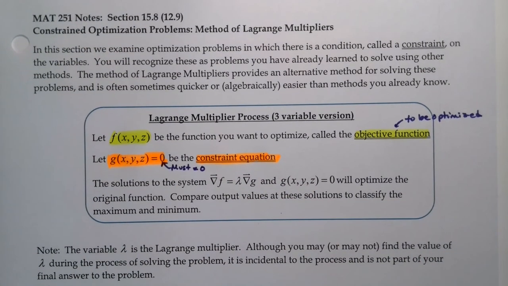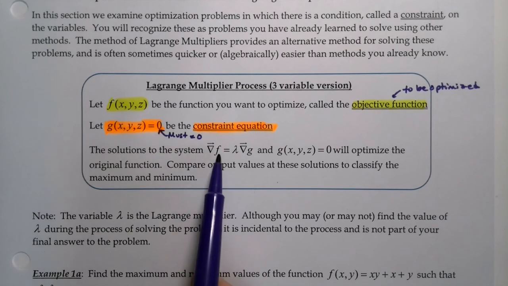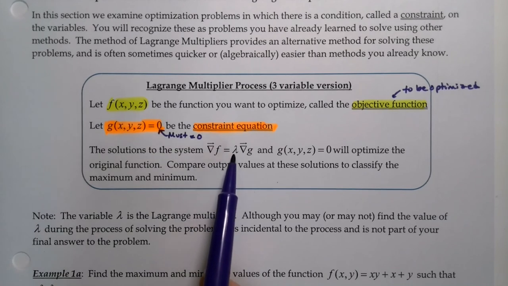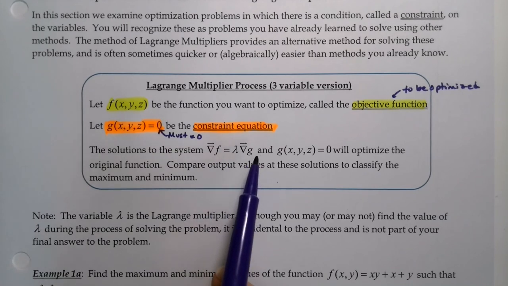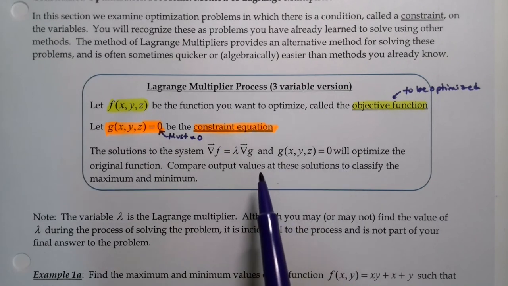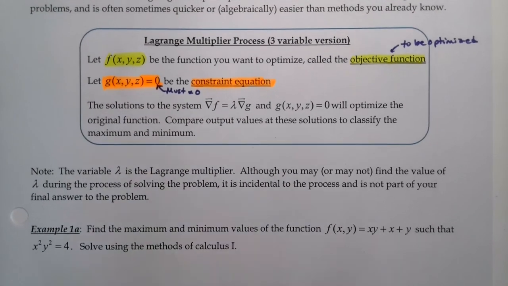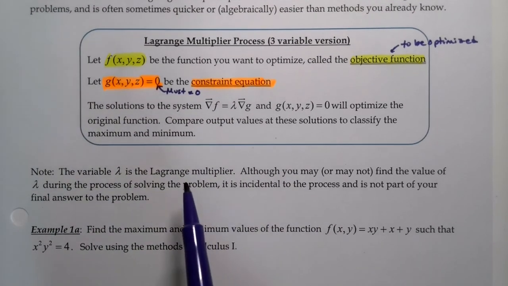Well, then the solutions to the system of the gradient of f is equal to lambda, that's a Greek letter lambda, times the gradient of g, and g of x, y, z is equal to 0, will optimize the original function. Now, lambda is the Lagrange multiplier. You sometimes find it, you sometimes don't. You use it, it's part of the process. Your answer won't involve lambda per se. It's just part of the process of dealing with this.